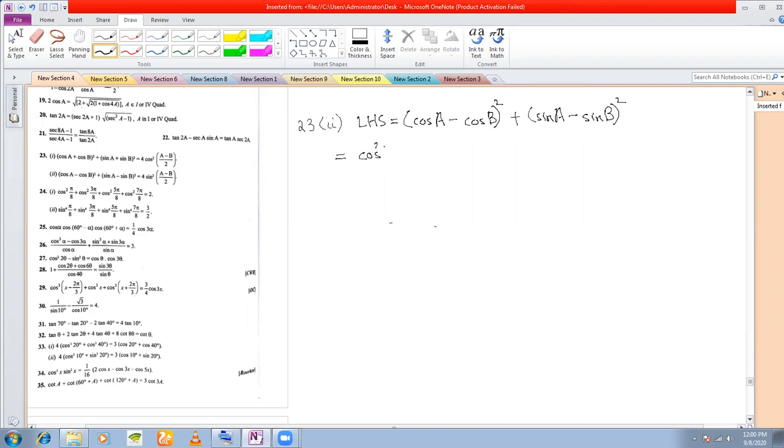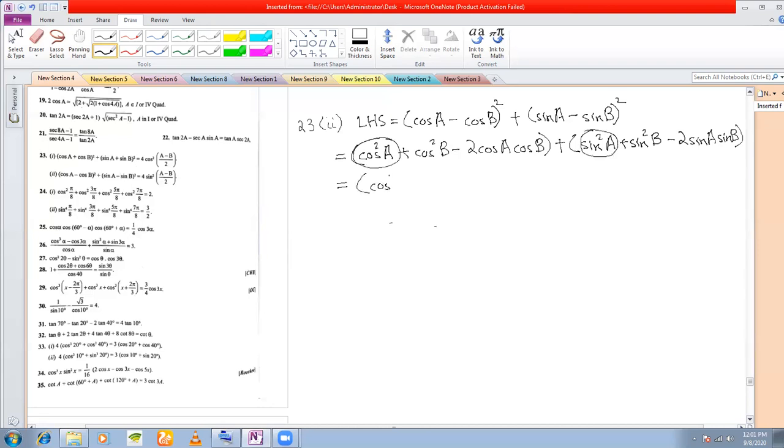So you have A square plus B square minus 2AB, 2 into A into B. Plus, now you have also (A minus B) whole square here. So A square, B square, minus twice AB. So now what you do is you take cos square A and sin square A together.